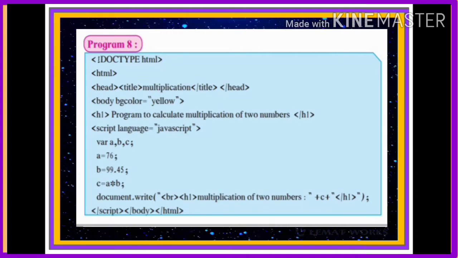Now to display the answer, write document.write method. In write method, write down double quote br tag h1 multiplication of two numbers, double quote complete, plus sign. Here plus sign is a concatenate operator, plus c plus h1, close h1. Here document.write method contain three parts: close script, close body and close HTML. Save the program and run on the browser. You will get the output.